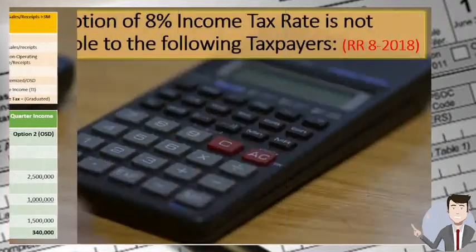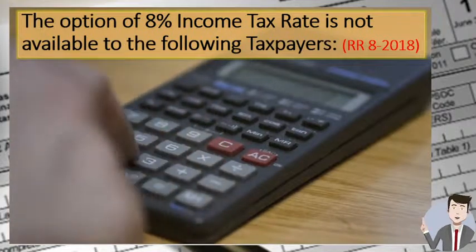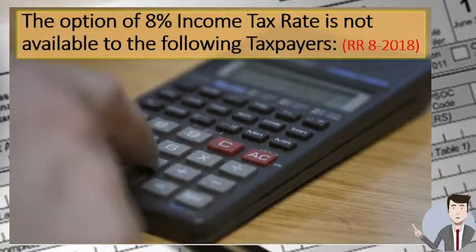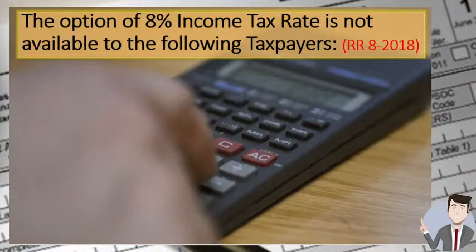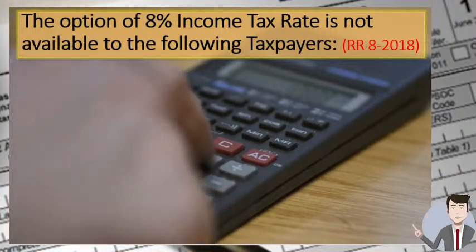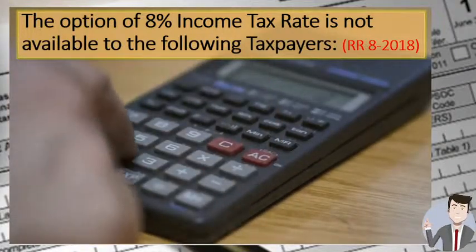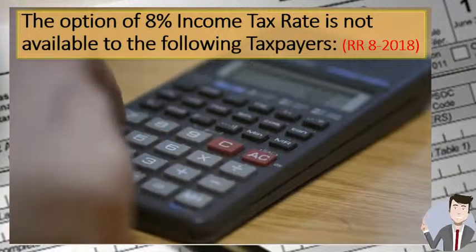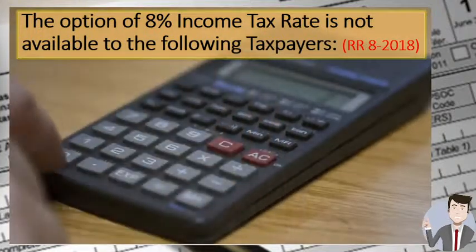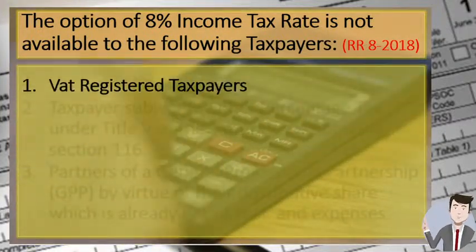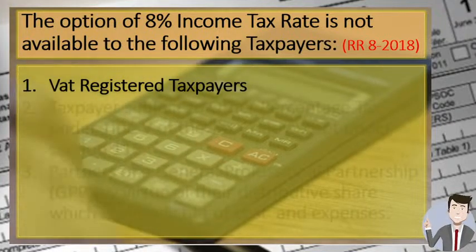Okay, so let's proceed. The option of the 8% income tax rate is not available to the following taxpayers. The tax authority for this is Revenue Regulations 8-2018, which is just the implementing rules of the Bureau of Internal Revenue. I checked the internet and the BIR website, and this has not yet been superseded. Those are VAT-registered taxpayers or taxpayers with gross receipts exceeding 3 million.